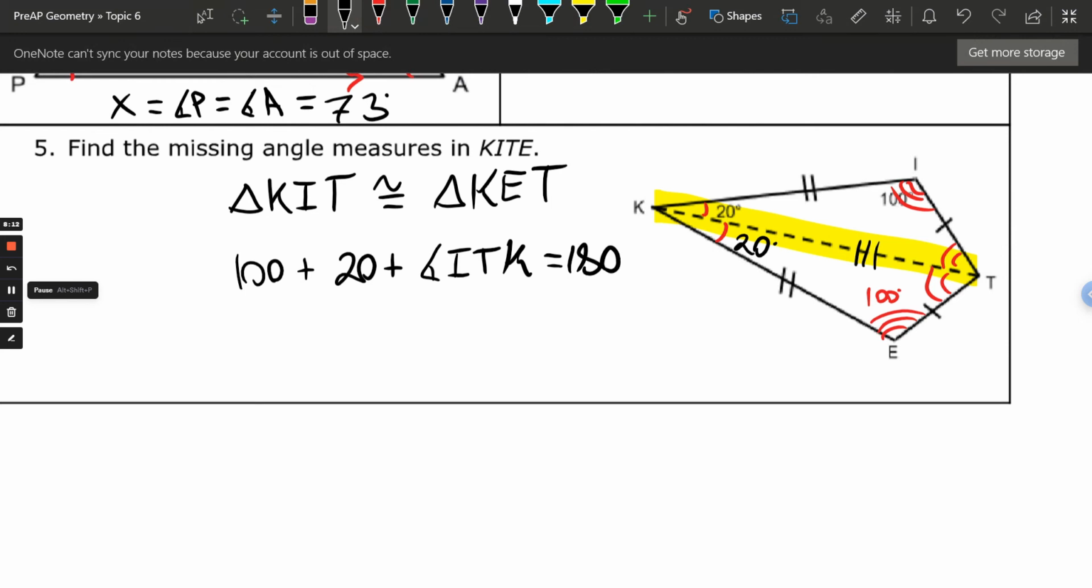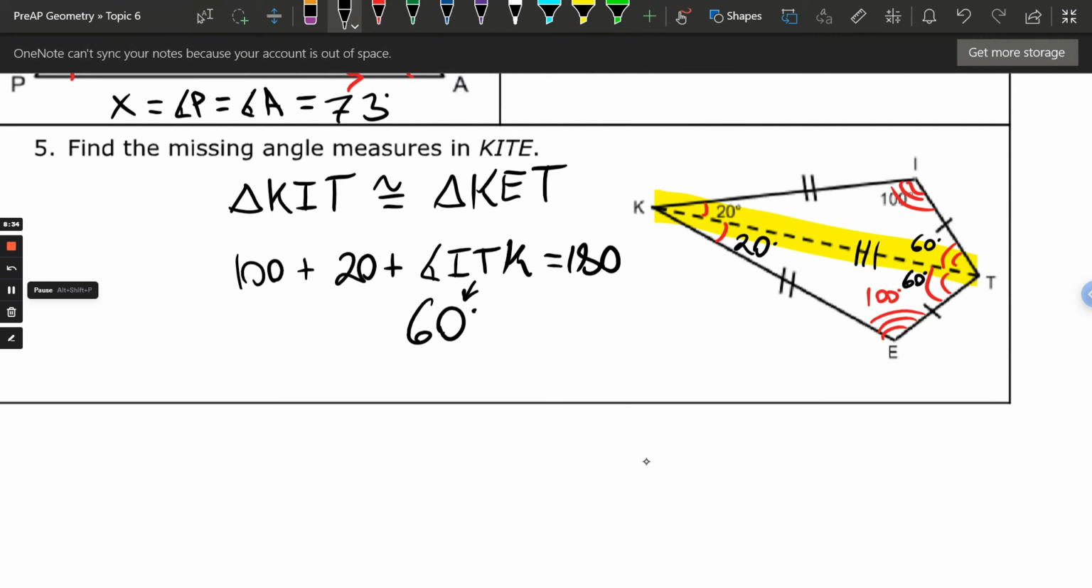okay, so we set that equal to 180. If I subtract the stuff on the left side, I'm going to get 60 degrees for angle ITK. So let's just label that in the picture and we'll call it done. Okay, so we've gotten all the angles, and the main property of a kite is the fact that it stems from these two congruent triangles.